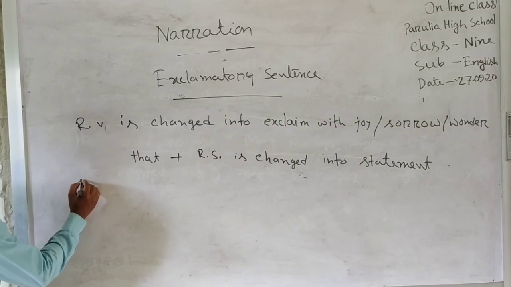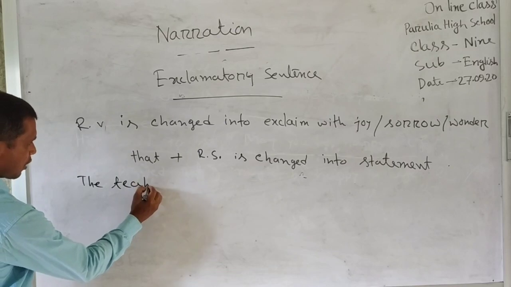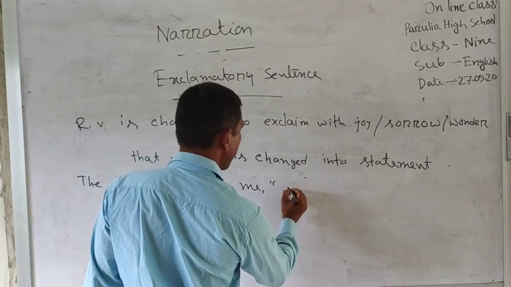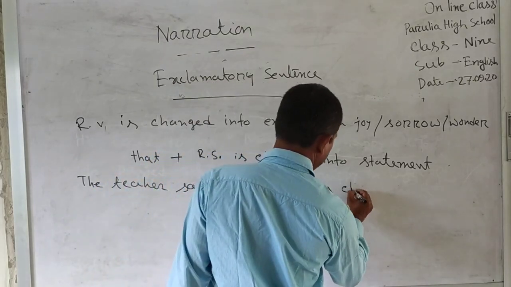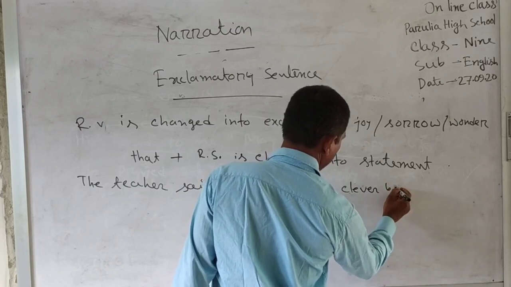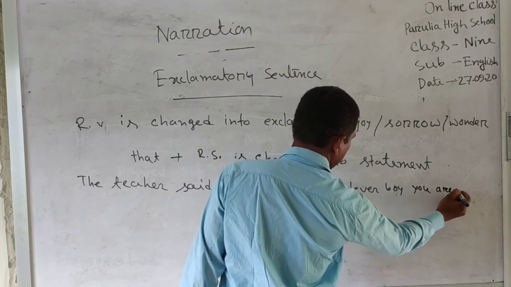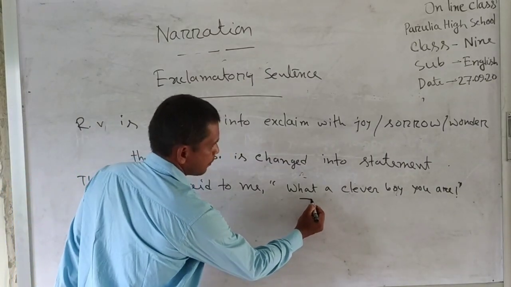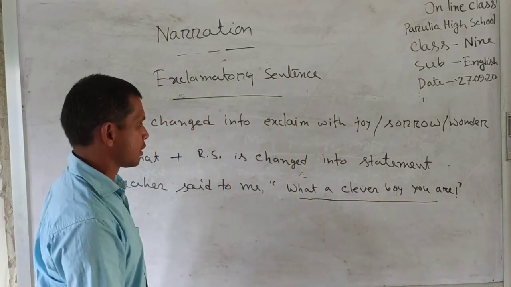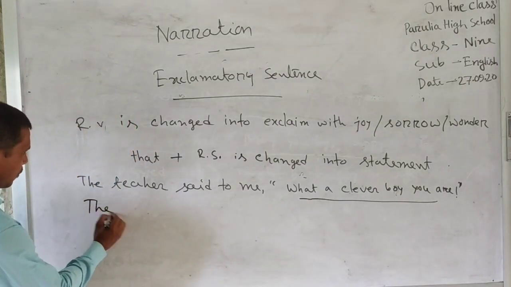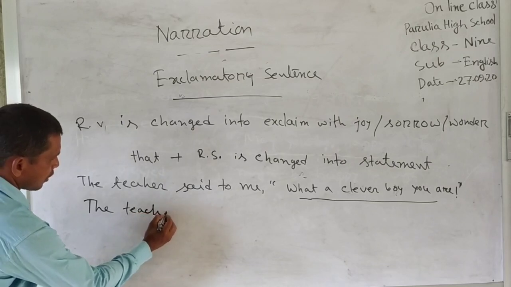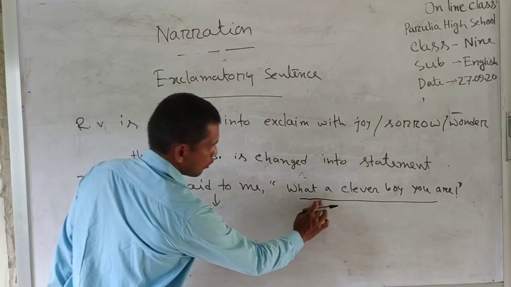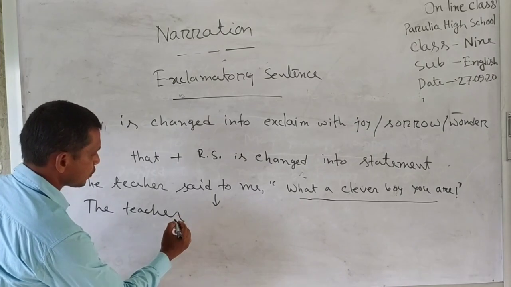Here I give an example. Teacher said to me, "What a clever boy you are." Yes, notice that "What a clever boy you are" is an exclamatory sentence. So we turn the reporting verb into exclamatory: joy, sorrow, wonder. That is a wonderful sentence. What a clever girl you are. So you use exclamatory.